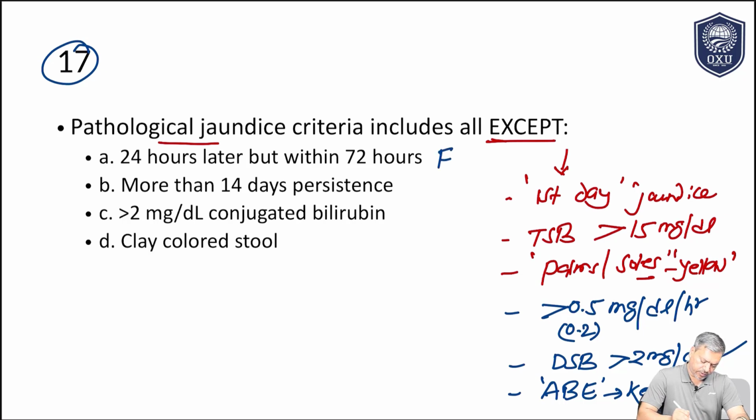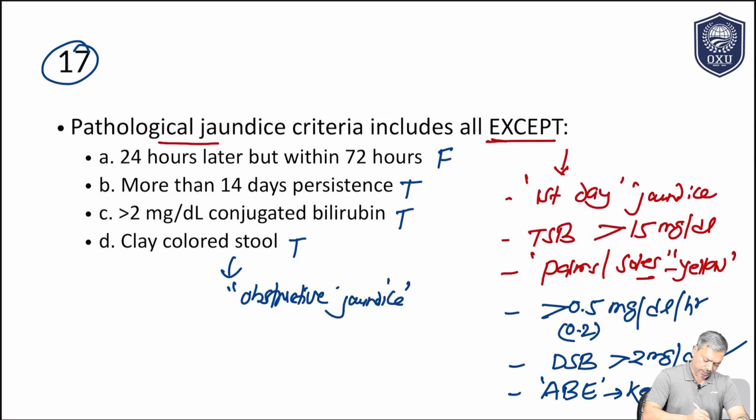More than 14-day persistence, this is true. I forgot to mention it here: if the jaundice persists for more than 14 days, it is always pathological. More than 2 milligram per deciliter conjugated bilirubin is also pathological. And clay colored stool is pathological because it is seen in obstructive jaundice, which is always pathological. Now the correct answer is A here, because this is an except type of question. Like that you need to solve.